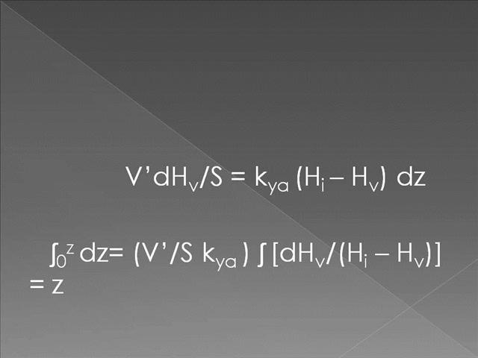So, integrating the equation, the integral of dZ from 0 to Z is equal to V prime over S kY a times the integral of dHV over (Hi minus Hv) integrated from HV1 to HV2, which is equal to Z. This equation is the equation we will use to find the height of the cooling tower.